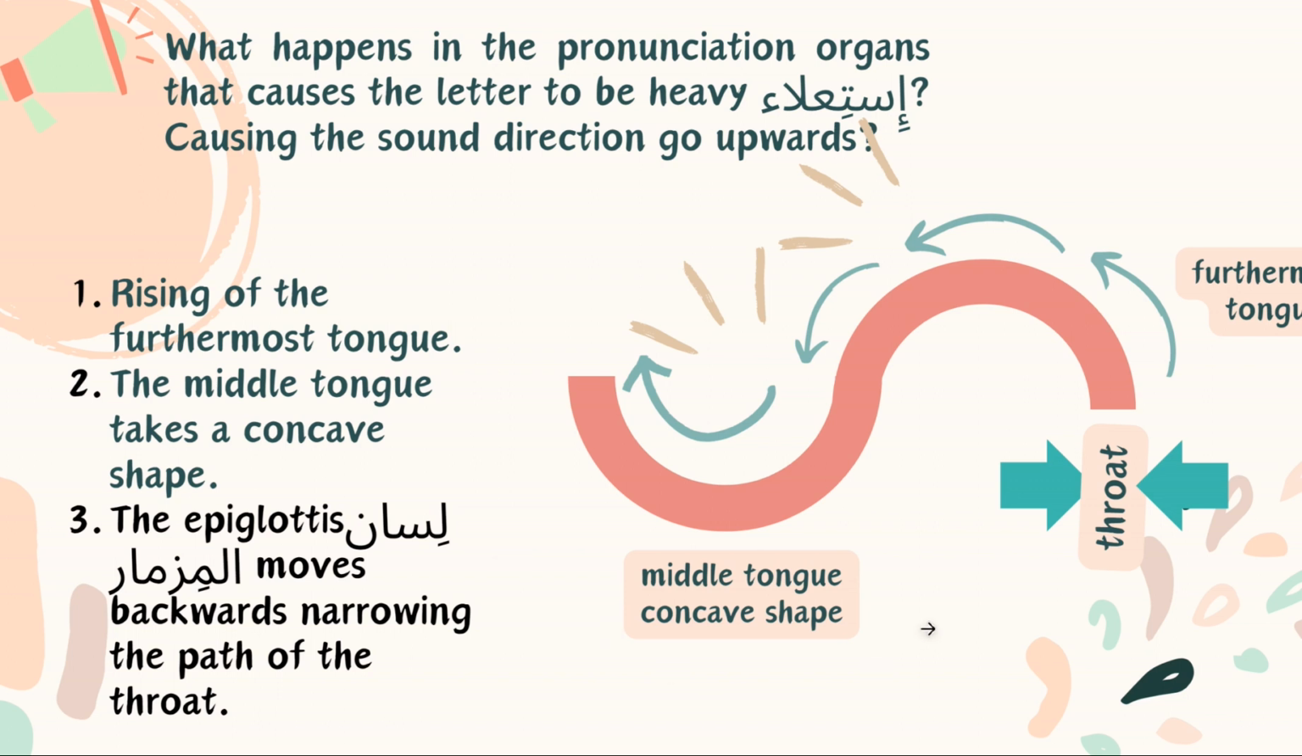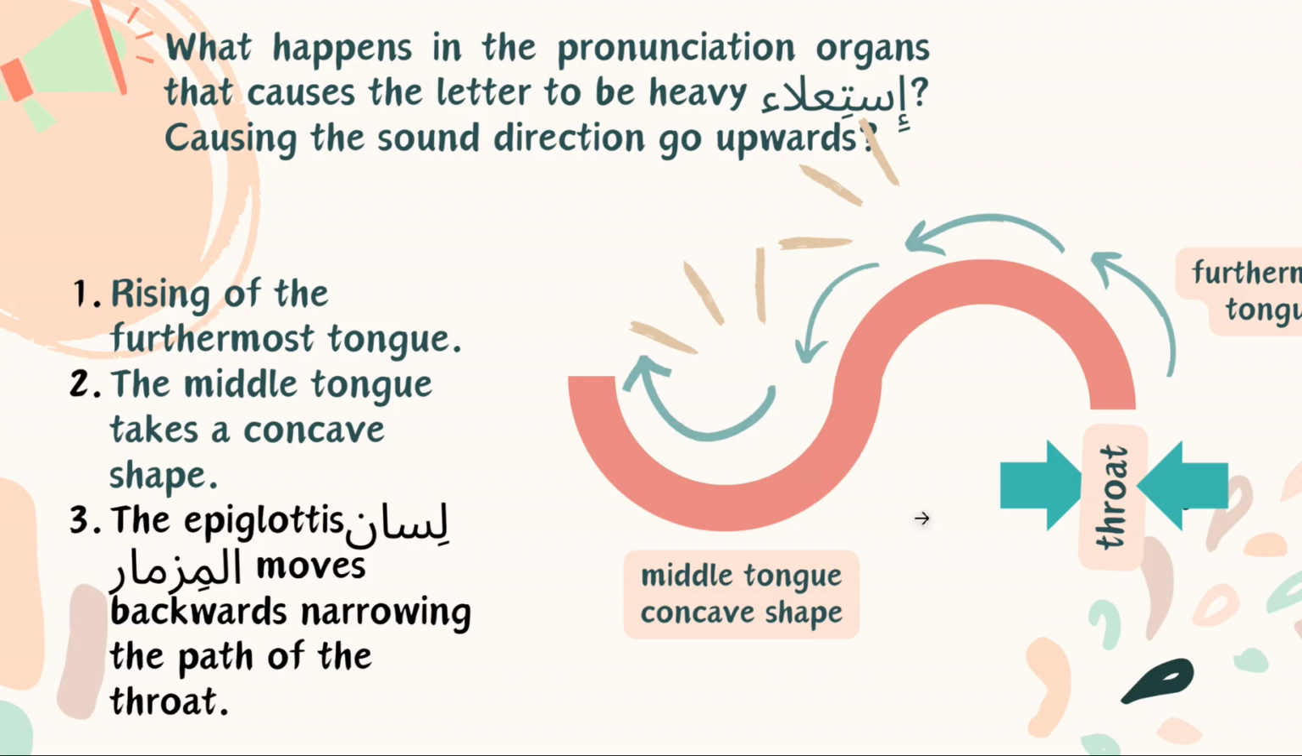Let us try to see, for example, one of the heavy letters, like the ghain, for example. And let us say ra, or al.